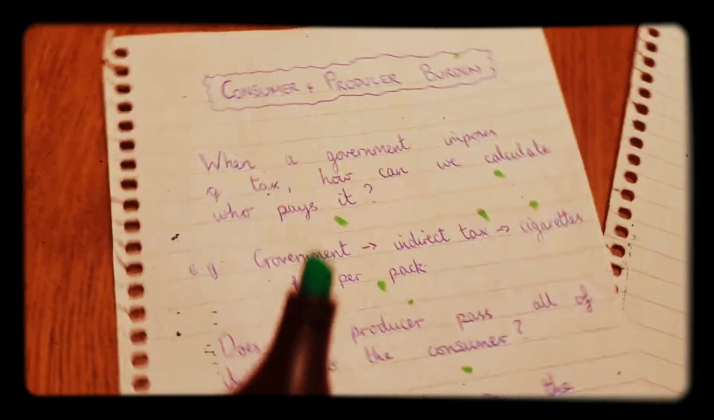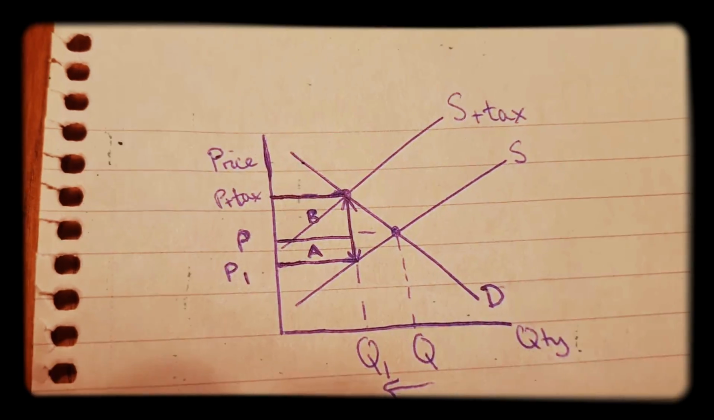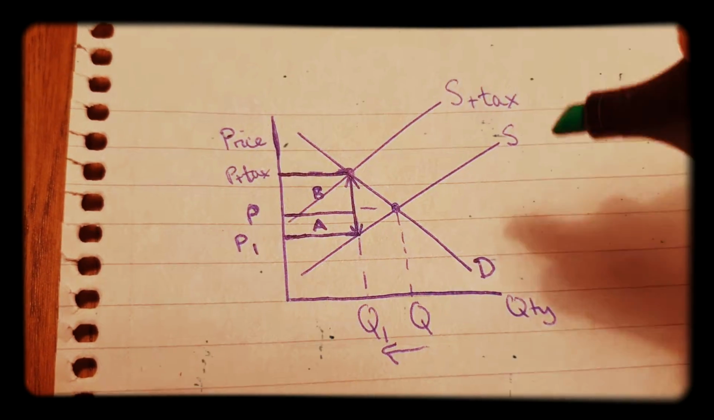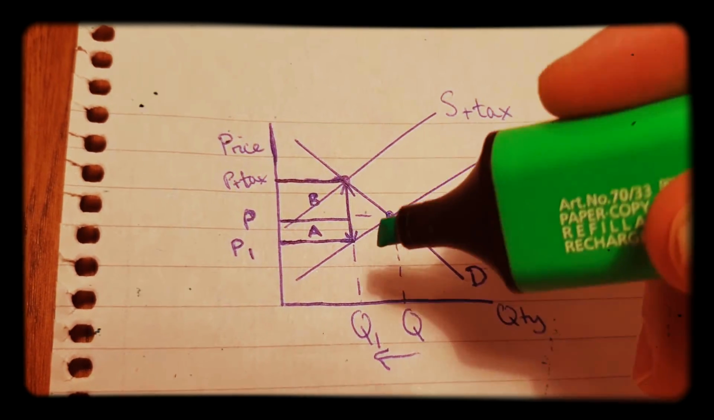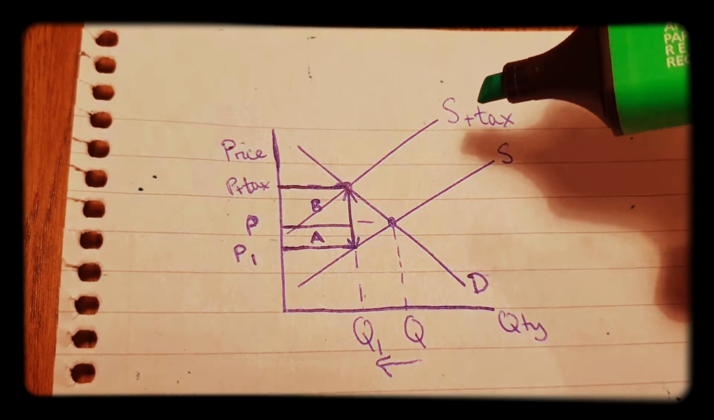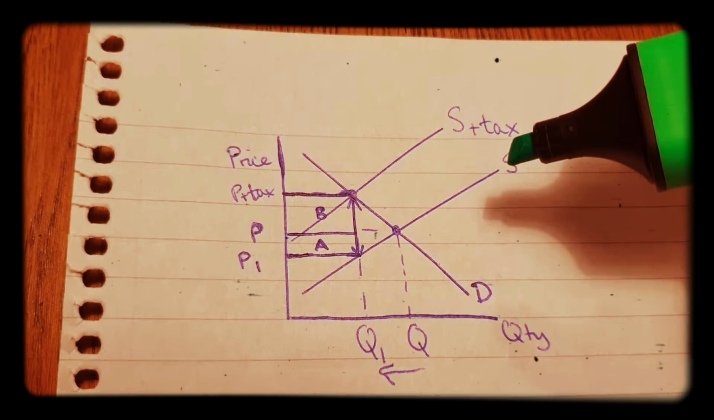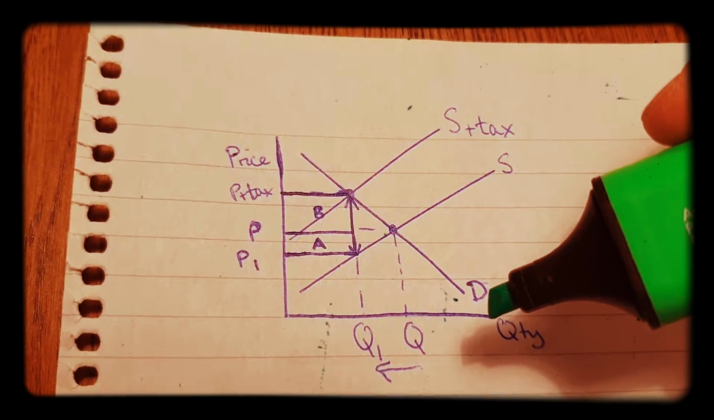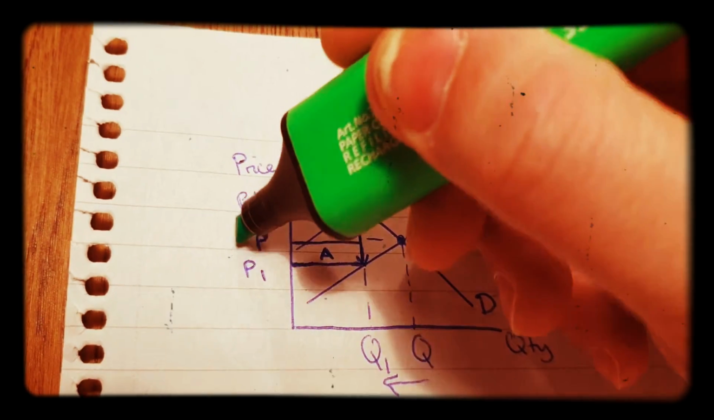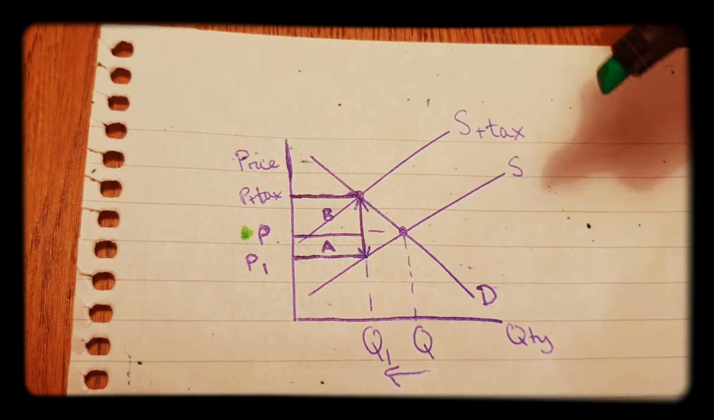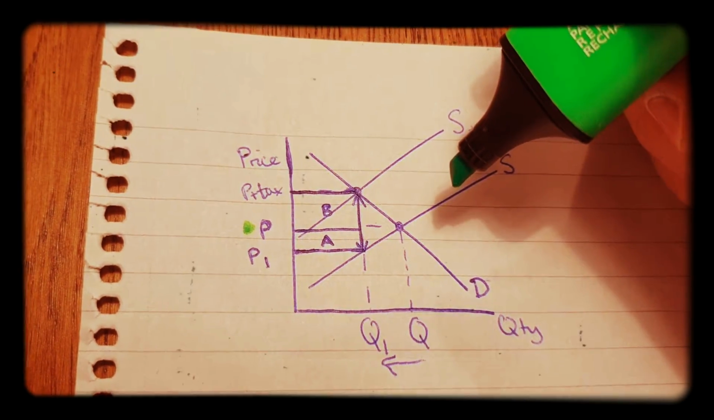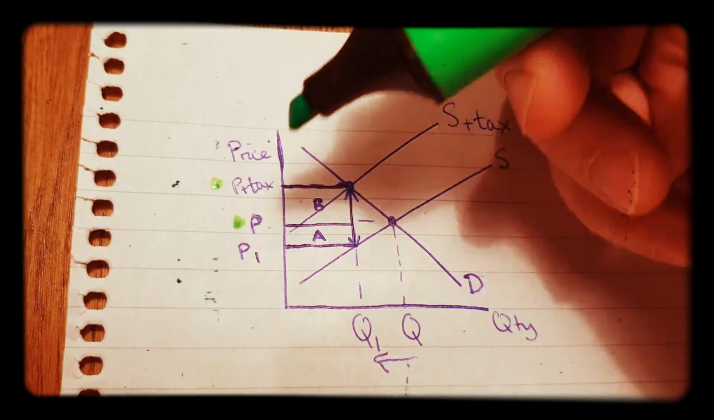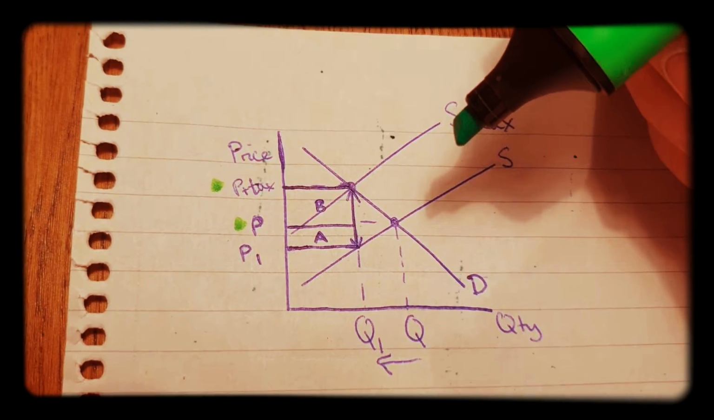Now I'm going to show you three diagrams. Here is a fairly neutral demand curve, unit elasticity, so PED equals -1. We have S shifting to the left to S plus tax, the new supply curve, and the quantity going backwards to Q1. The original price was P, at the original equilibrium before the tax. When the tax gets imposed, the price rises to the new price, P plus tax.